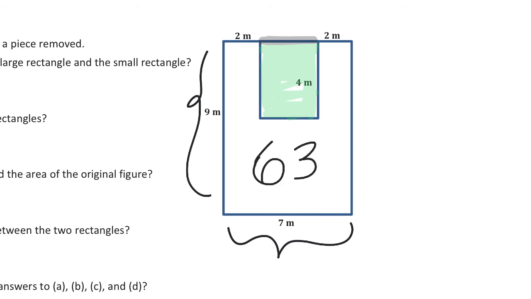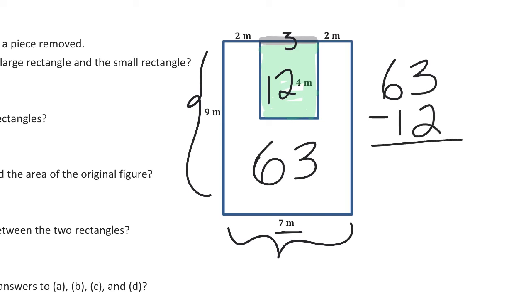Now we have the smaller rectangle that somebody cut out of it. And so that one is 4 by 3, because 2 plus 3 plus 2 equals the 7 that we get from the other side. So 4 times 3 is 12. So this one, big rectangle, hole cut out of it, that's the 12. So 63 minus 12. And so when I do that, I get 51 meters squared.